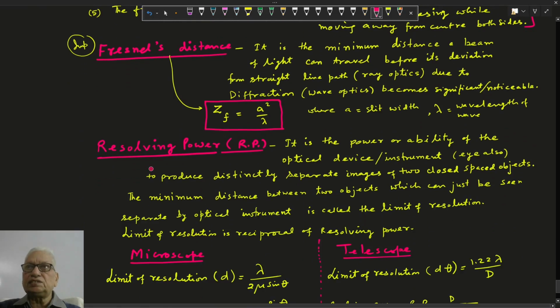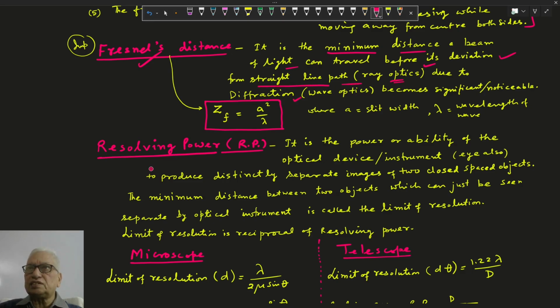Now Fresnel distance. This is the minimum distance of a beam of light can travel before deviation from a straight line path. In ray optics, due to diffraction, it is wave optics because it becomes significant or noticeable. That is, the wave is going and a slight bending becomes sufficiently visible, noticeable. That distance we call the Fresnel distance, given by a square by lambda, where a is the slit width, lambda is the wavelength.